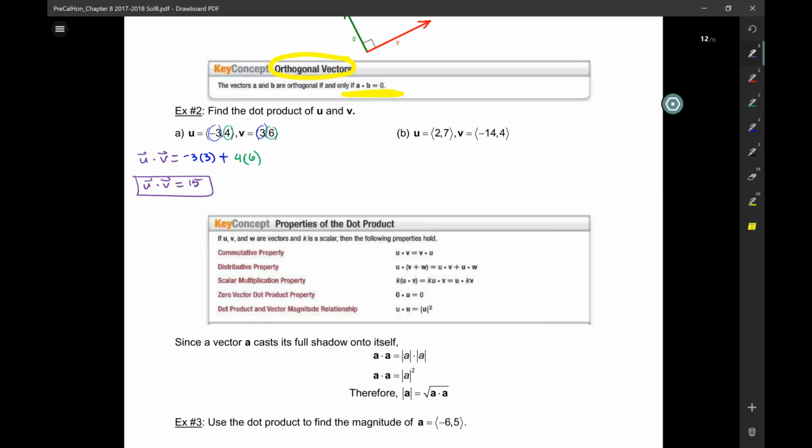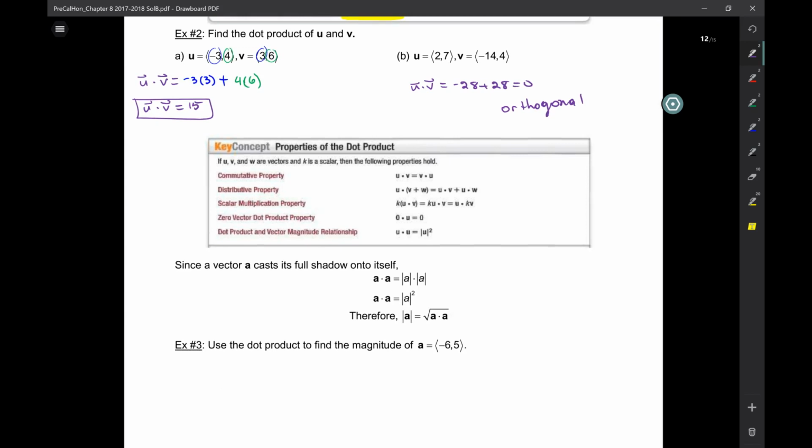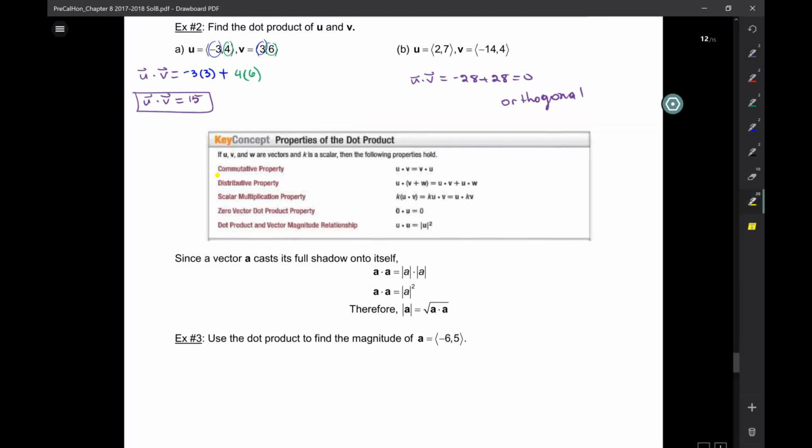Okay? All right. Now, what about U dot V here? It's negative 28 plus 28, 0. So those two are orthogonal. Well, I mean, both. Just know that it equals 0 means it's orthogonal. Okay, so here are some properties of dot products.